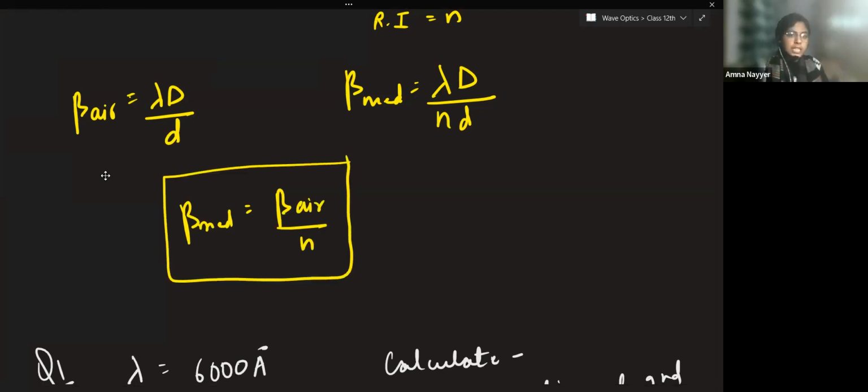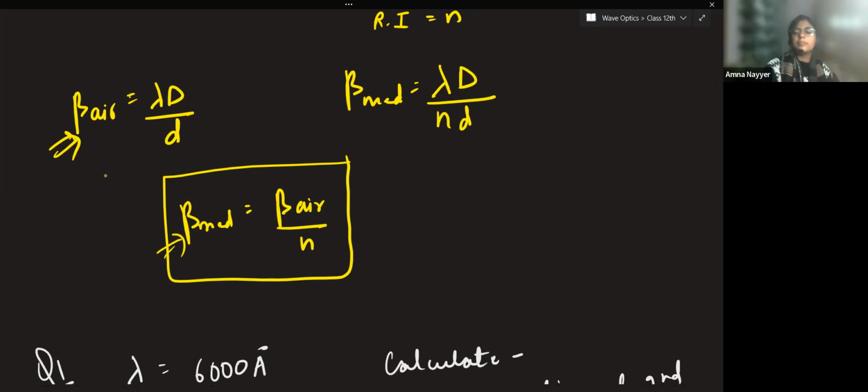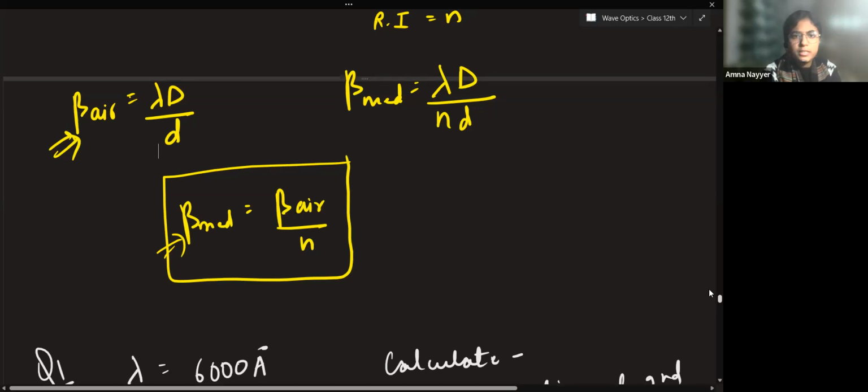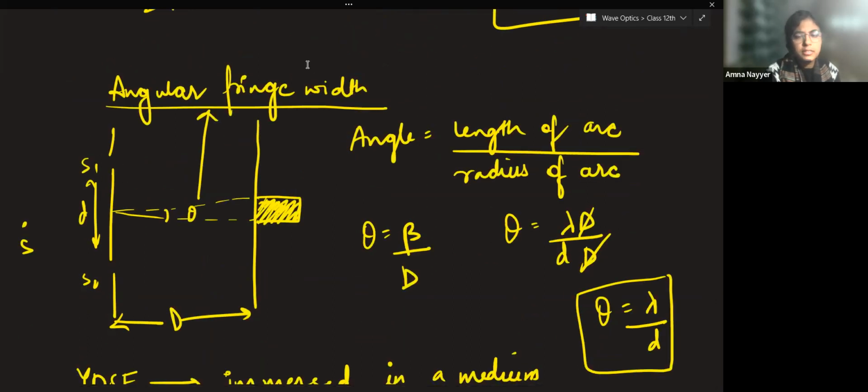Class, can you tell me? This is beta in air. This is beta in the medium. Is beta in the medium getting decreased or increased because of refractive index? Increased or decreased? Decreased. Good, Priyadarshini. Priya is always active in the class. Yes, this decreases because it is getting divided, in the denominator. So it will decrease. All right, note down these small points as well, in fringe width and regarding the refractive index.